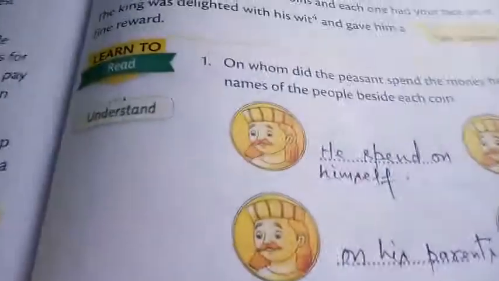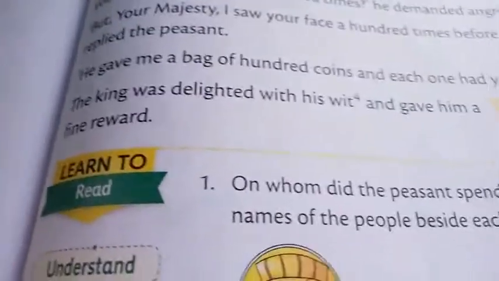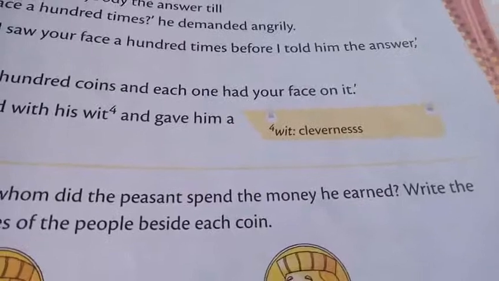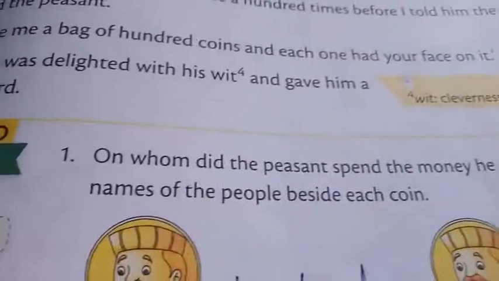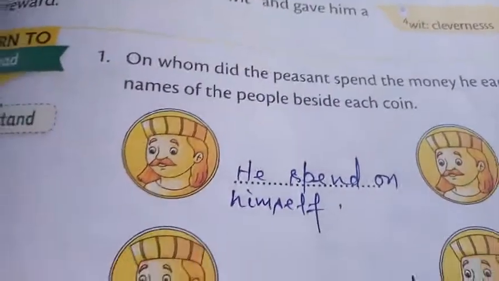The first question is at page number 91. And I am taking from here: On whom did the peasant spend the money he earned? Write the names of the people beside each coin. You will have to write the names.